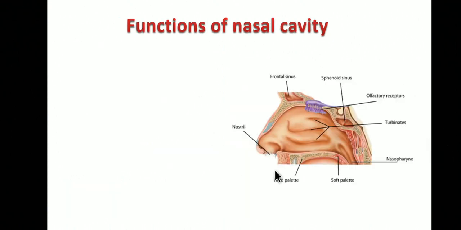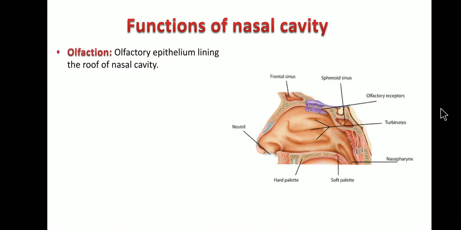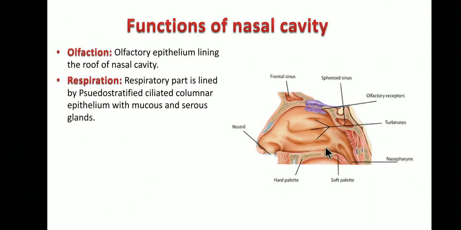So what are the functions? So far we have seen the septum and the lateral wall. The main function is olfaction, with the olfactory epithelium and the olfactory nerve filaments. That is your olfactory zone, the roof and the adjoining area of the septum and the lateral wall. More anteriorly you have the vestibular zone, and the remaining is the respiratory zone.